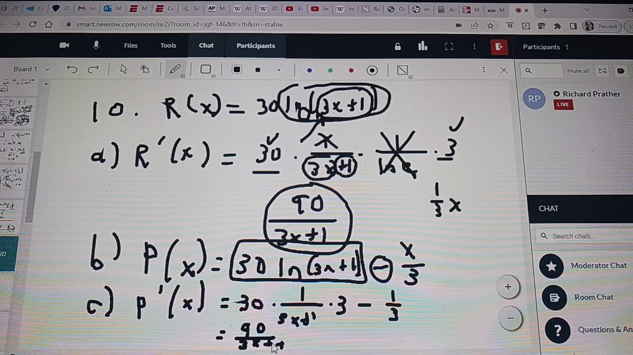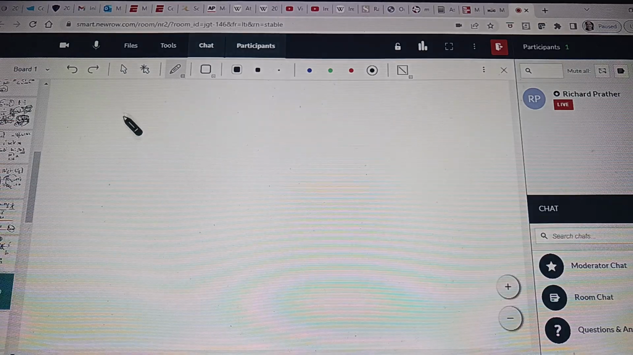Whoops. Plus 1 minus 1/3, though. That's what's different about it, is it has an extra minus 1/3. So they didn't ask you to write this answer, but you basically have to find it in order to get to the answer they want.